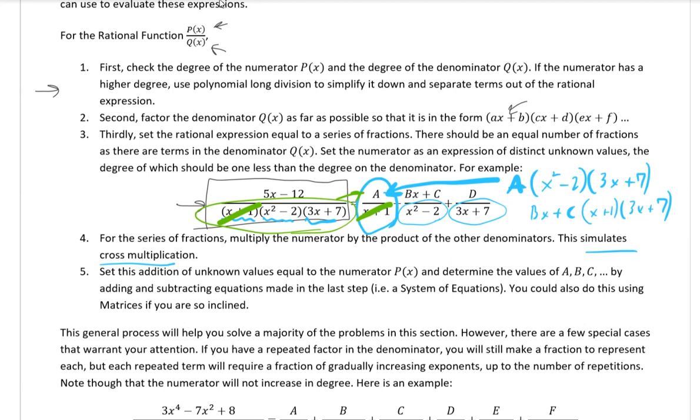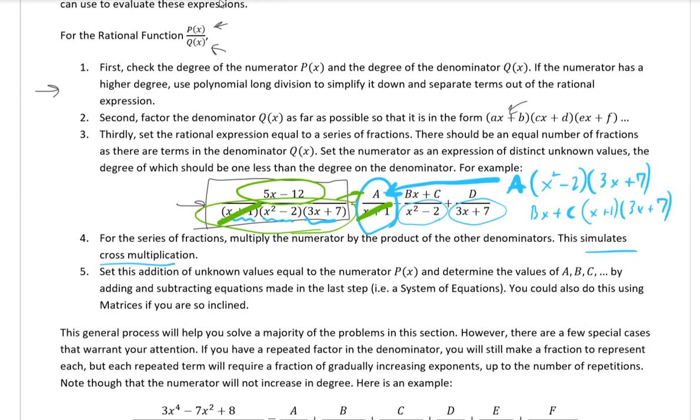When we have that, then we're going to have just a simple equation. We're going to have all the things on top of the right side with the unknown constants, and we're going to have that equal to the original numerator, my 5x minus 12. Then I should be able to either use a series or system of equations, or I can use matrices to try to solve A, B, C, and D.